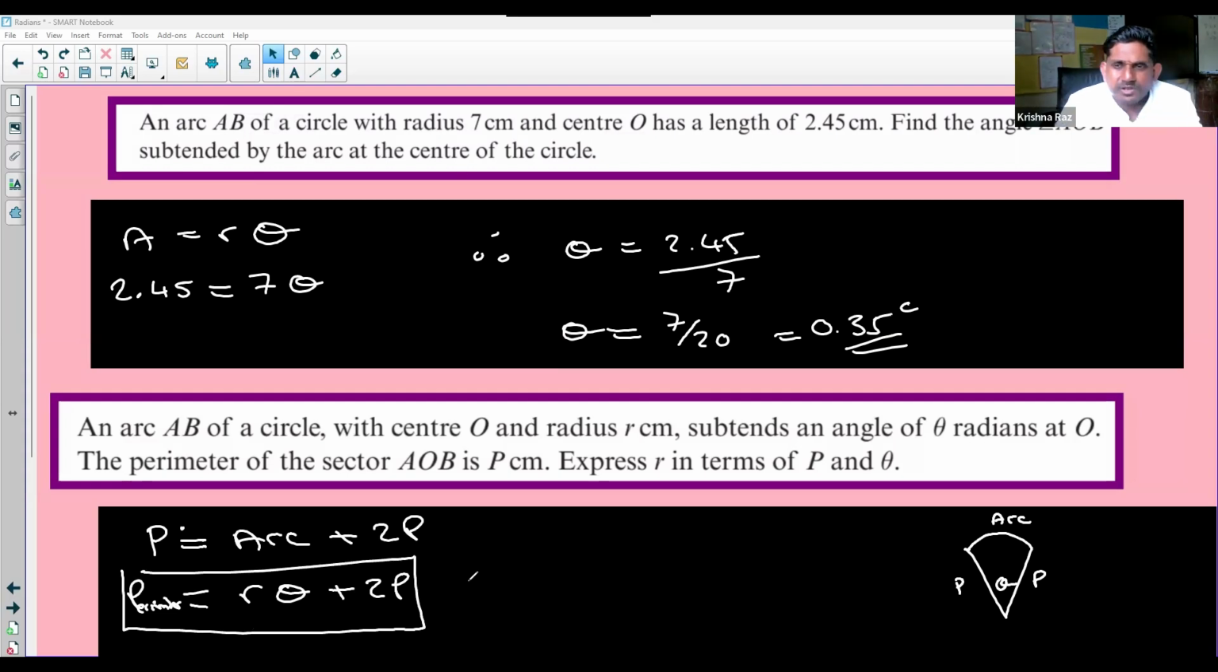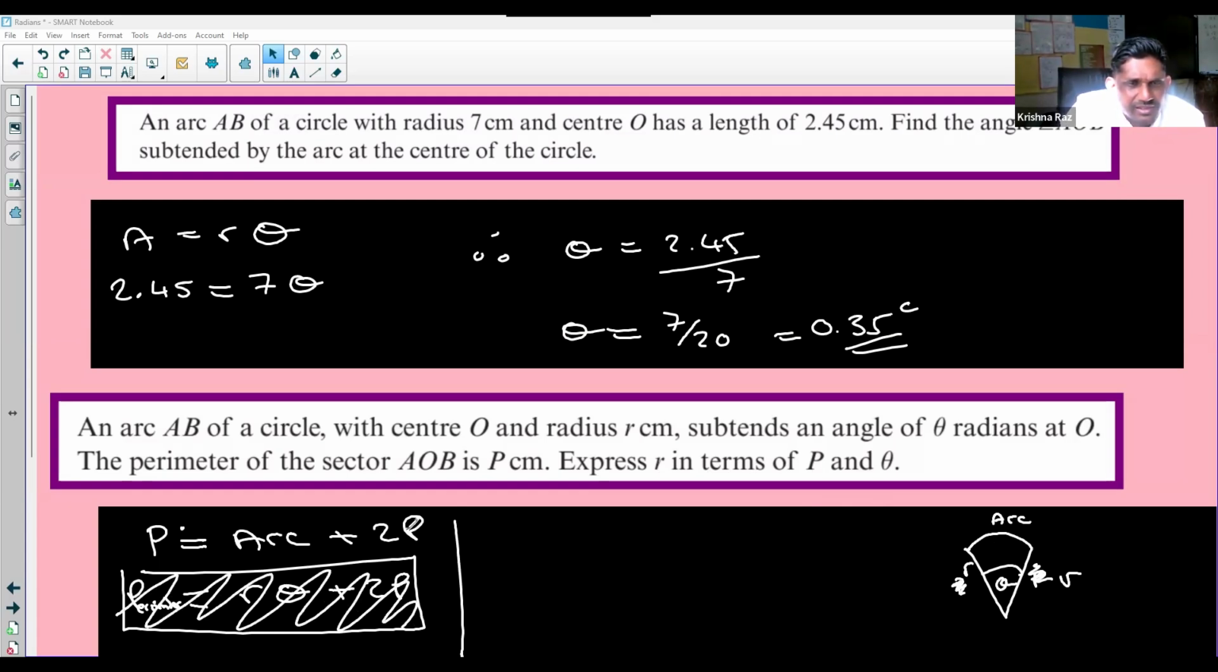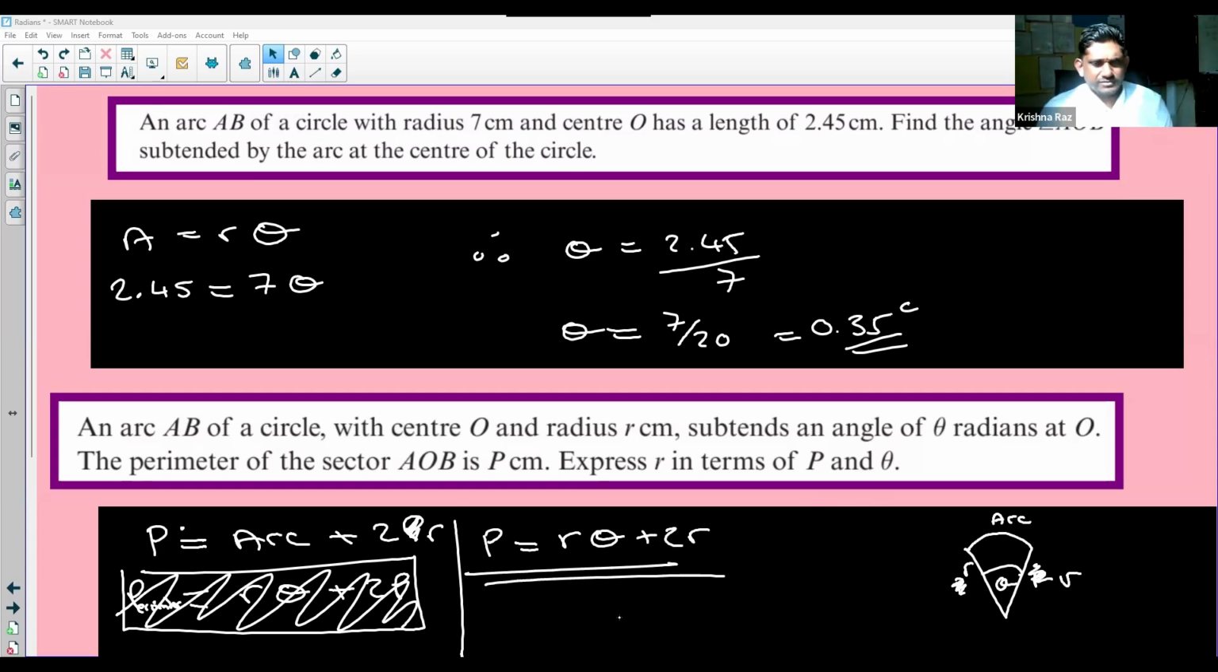Well, kind of. I totally misread the question. So the perimeter of the sector is P. Express R in terms of... I've just done it the wrong way around, haven't I? Hopefully a load of you have realised that. Let's get rid of this. There's a 2R there. So P equals R theta plus 2R. Job done.